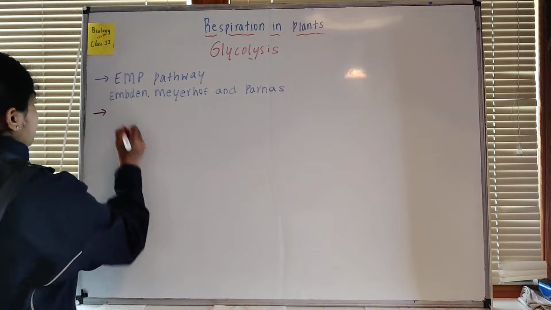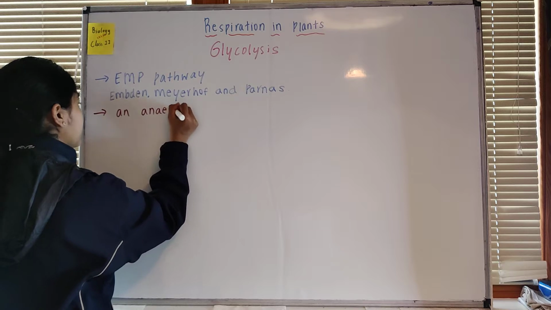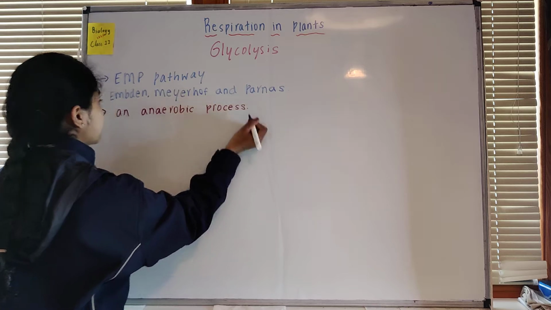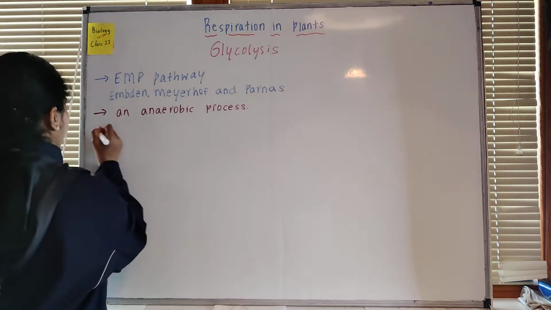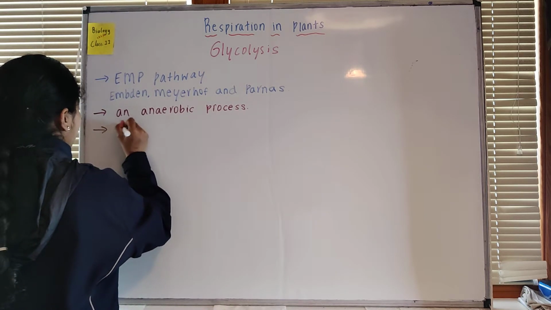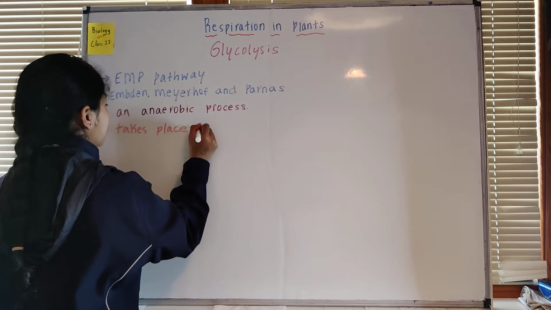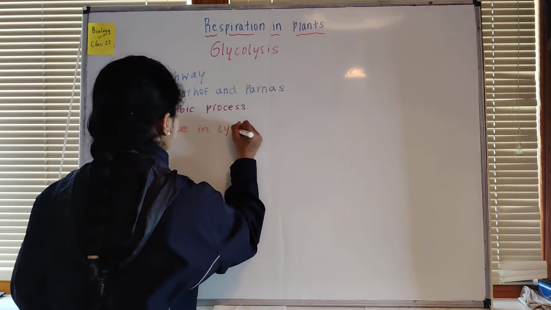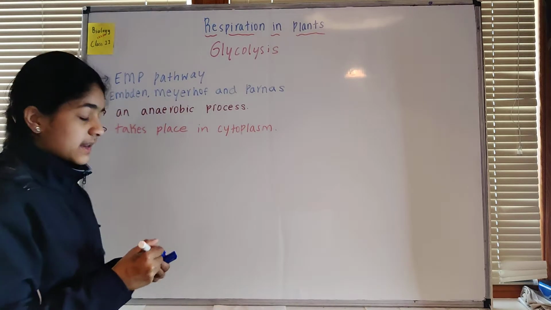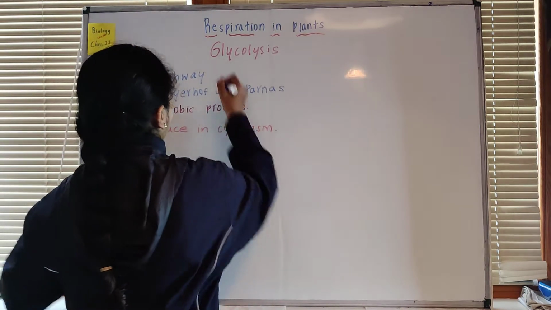This glycolysis is an anaerobic process. That means it can take place without oxygen, so there is no involvement of oxygen. Glycolysis takes place in the cytoplasm or the cytosol of a cell. So the cytoplasm is the main area for all these chemical reactions which are happening in the process of glycolysis.